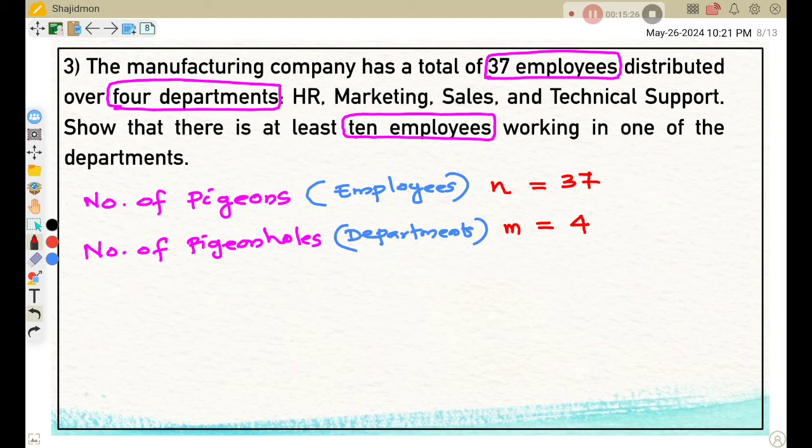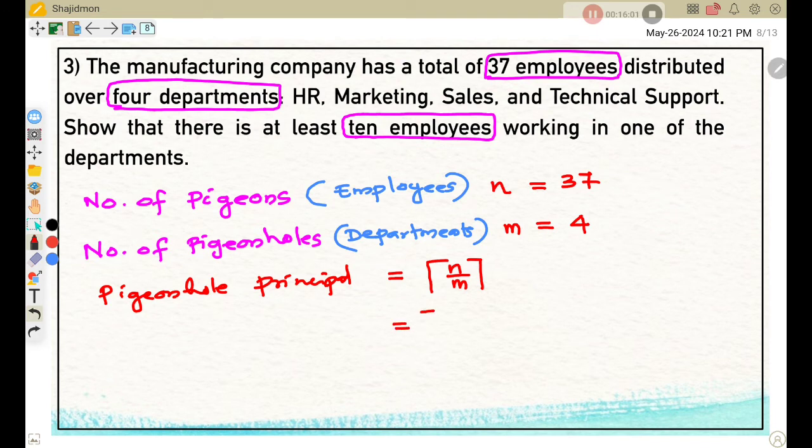Now we need to show that at least 10 employees work in one of the departments, correct? So we need to show that. As per the pigeonhole principle, what is the principle? Pigeonhole rule: ceiling function of n by m. One of the pigeonholes should contain ceiling of n by m pigeons. So that is the pigeonhole principle.